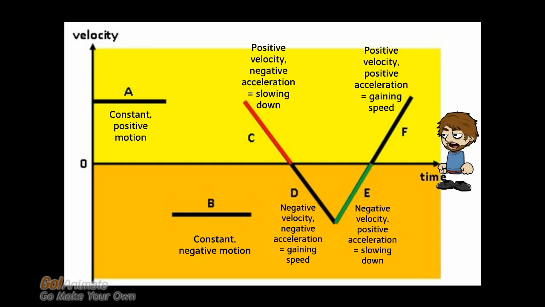Remember, the key to interpreting this graph is that any sort of line in the yellow section represents positive, or forward motion. On the other hand, any sort of line in the orange section represents negative, or backwards, motion.